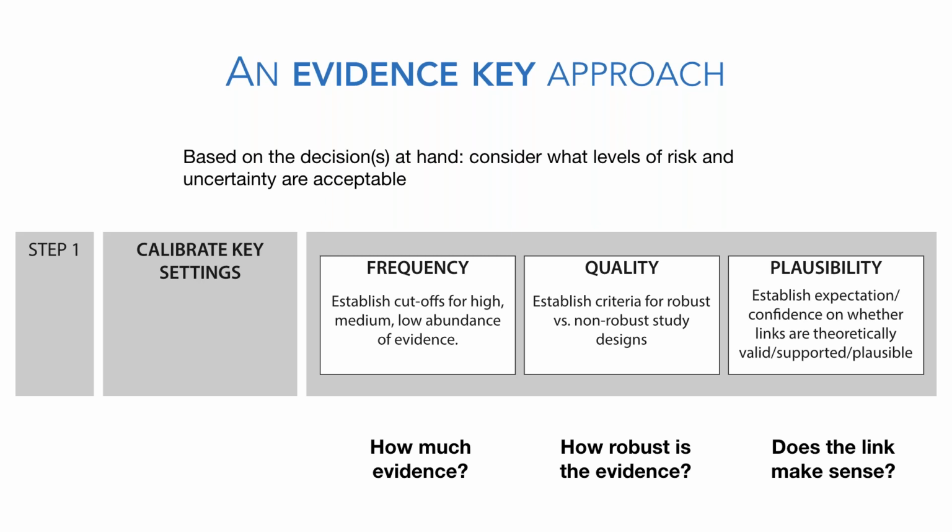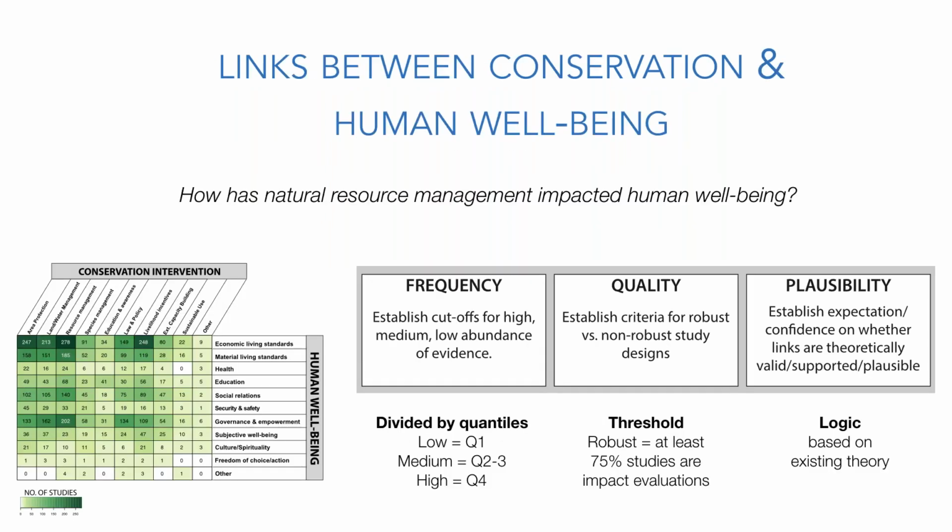And then last, they have to determine whether or not the linkages being illustrated make sense. The users have to decide whether or not an intervention could reasonably be expected to cause a change in measured outcomes. How and why this happens should be articulated in theory or in some sort of case examples to determine plausibility. In our example, we have this map of the links between conservation and human well-being, and an evidence user is interested in using that map to determine how different types of natural resource management interventions can impact human well-being in order to inform program design.